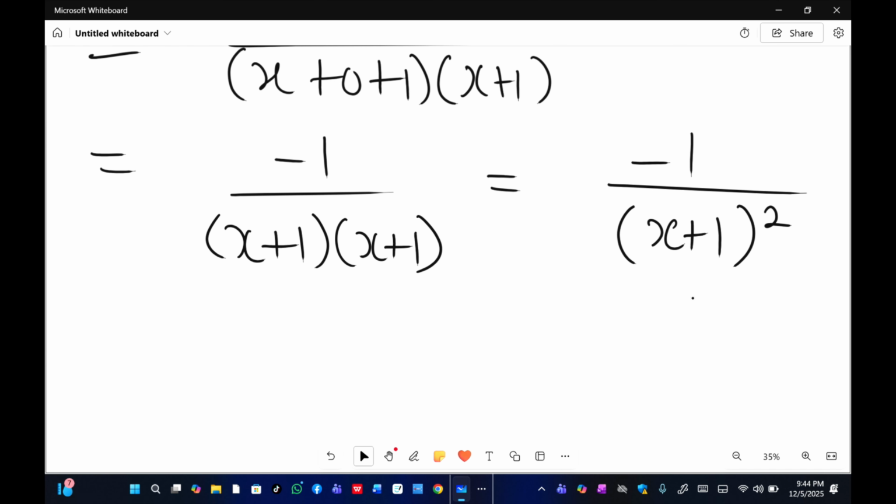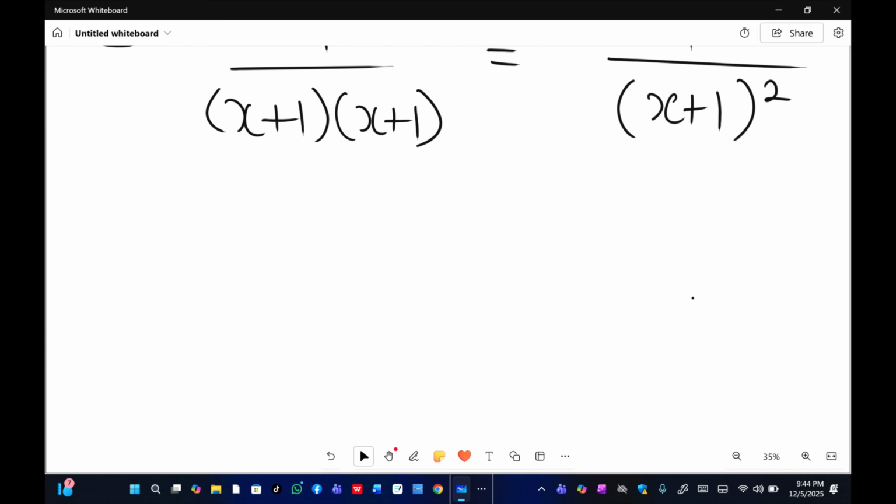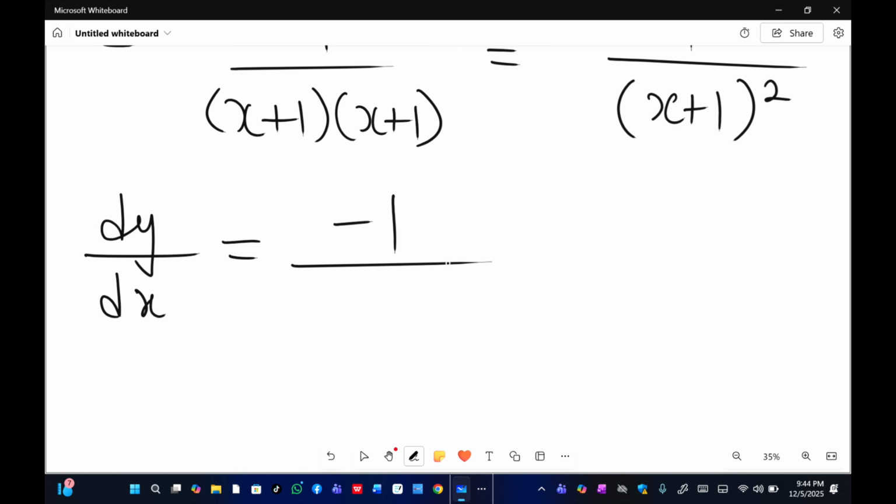Alright, so we conclude that our dy/dx, that's the derivative of the function y with respect to x, is equal to negative 1 divided by (x plus 1) squared.